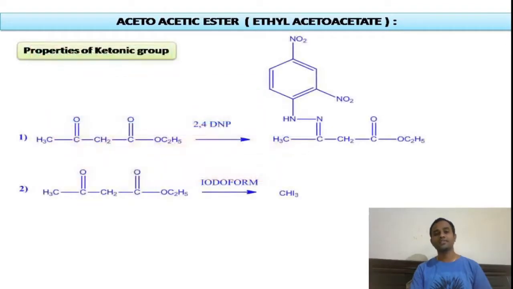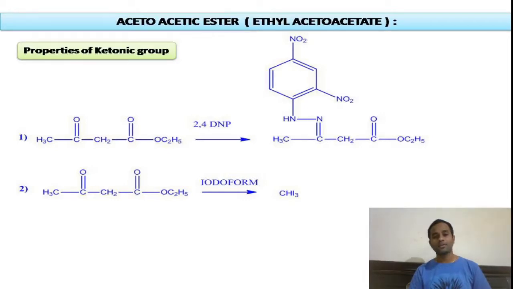The first one is properties due to the ketonic group. Due to the keto form of ethyl acetoacetate, you can see in the structure it has two groups, one is the carbonyl group, another one is the ester group. This keto group may give the reactions due to the carbonyl functional group, that is the 2,4-DNP test. We know carbonyl compounds have a keto group or aldehyde group. Here in this case, a keto group.